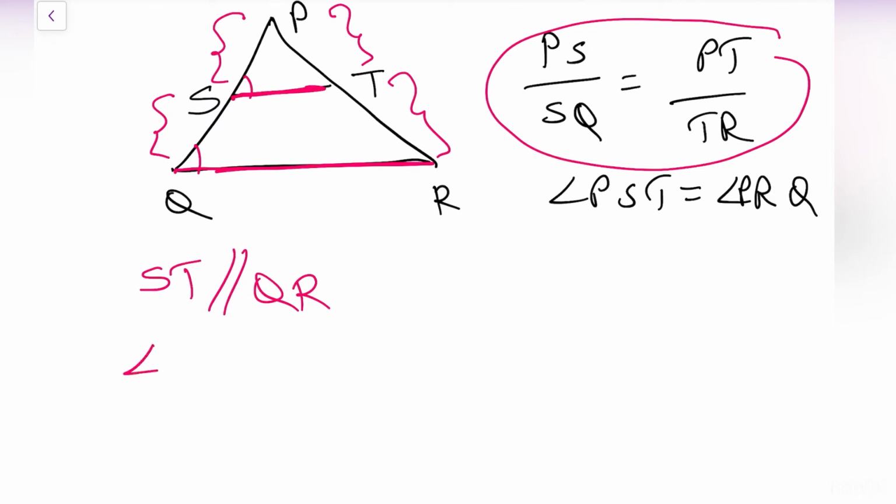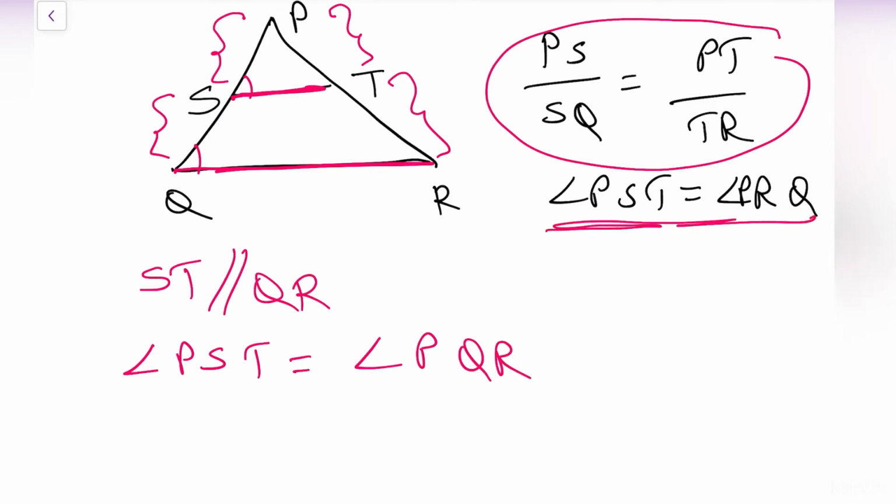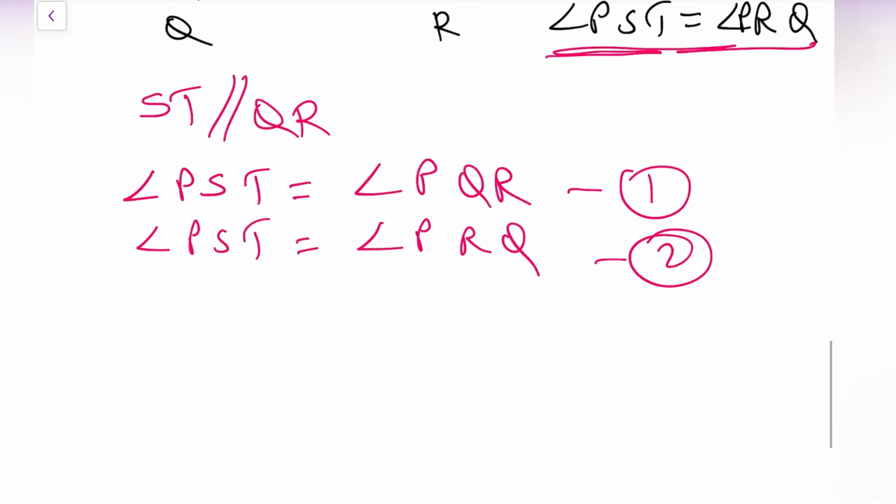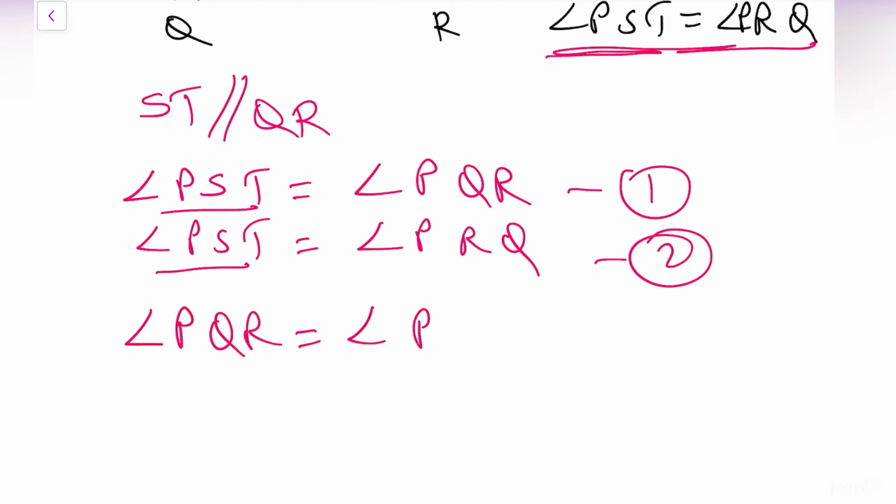So that is angle PST equals angle PQR. But in the question, it is already given that angle PST equals angle PRQ. So from these two equations, on the left side, if you observe, angle PST equals angle PQR, and angle PST equals angle PRQ. It means that since both left sides are equal, the right sides are also equal to each other. Angle PQR equals angle PRQ, from the first and second equation.